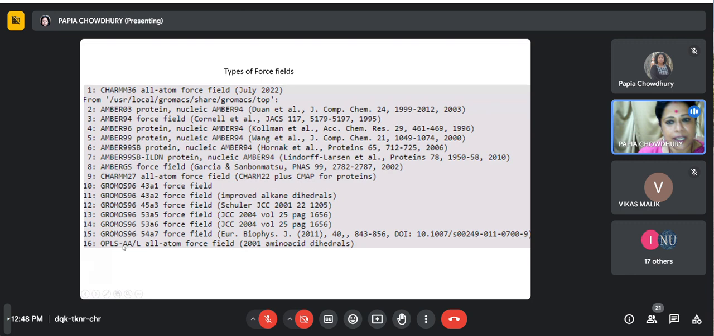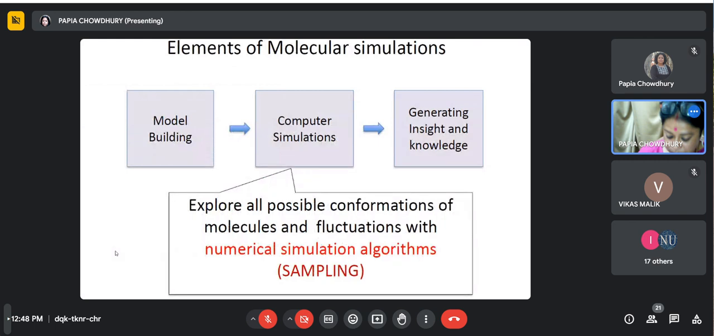I think yesterday there was a talk from IIT Delhi, where Professor Diaz discussed the OPLS force field. Today I am going to discuss the GROMOS force field. So there are many force fields, and different force fields apply to different types of systems.